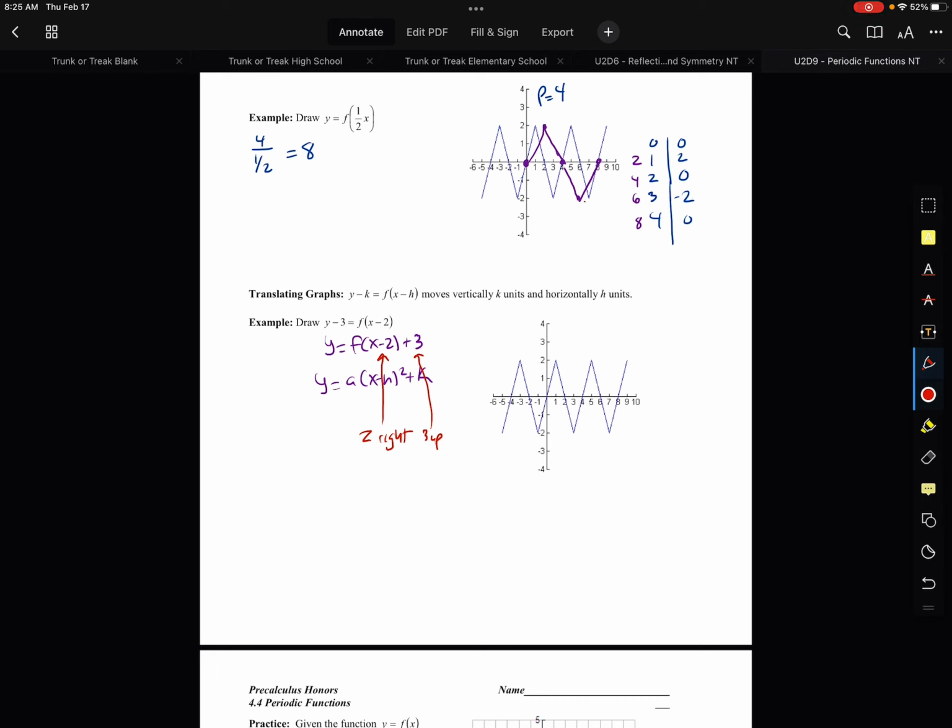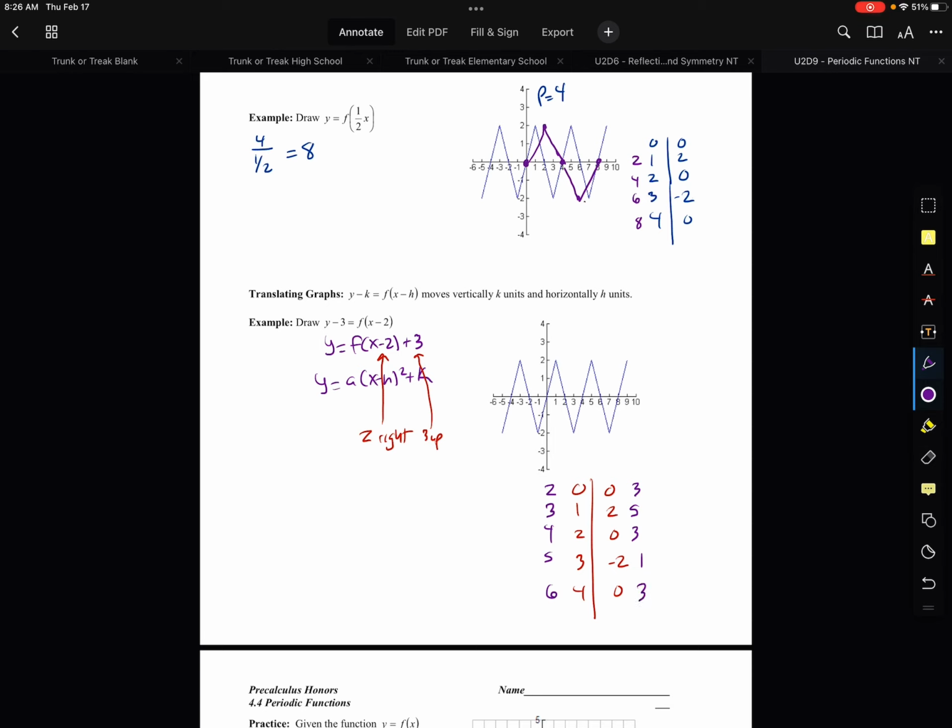So if we make our chart again: (0, 0), (1, 2), (2, 0), (3, -2), and (4, 0). All my x values are getting shifted 2 to the right, so I got 2, 3, 4, 5, 6. All my y values are getting shifted 3 up: 3, 5, 3, 1, 3.